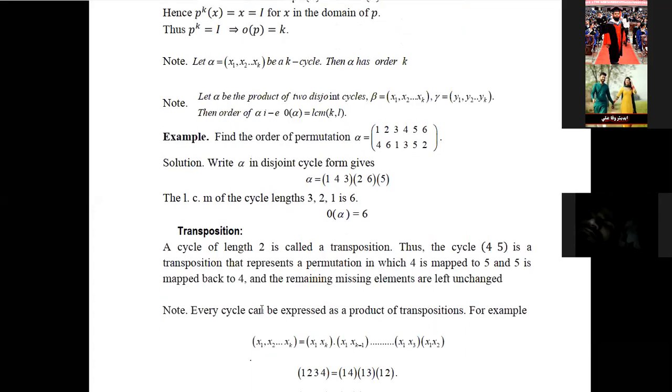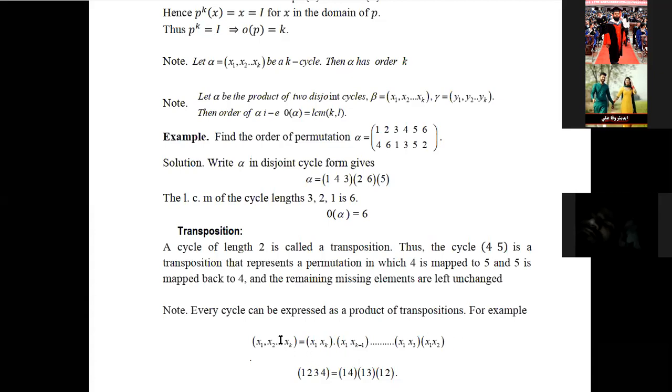It means every cycle can be expressed as a product of transpositions. Again, every permutation can be represented as a product of cycles, and again each cycle can be represented by transpositions. It means every permutation can be represented as a product of transpositions, because a transposition is also a cycle whose length is 2.